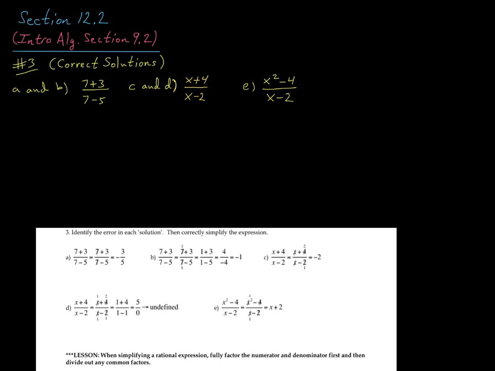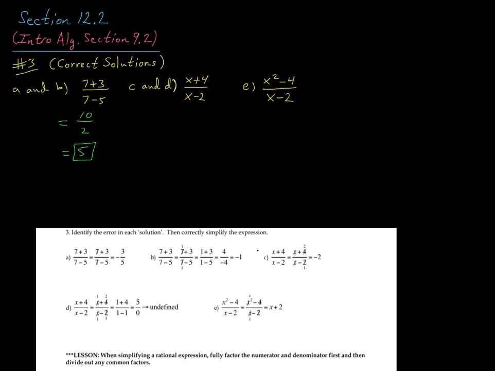So what should they have done? Well, here this is just a numerical fraction, so we could just combine the 7 and the 3 to get a 10, and a 7 minus a 5 is a 2, and a 10 divided by 2 is 5. Okay, so they're getting these wrong answers again for those problems we just identified.